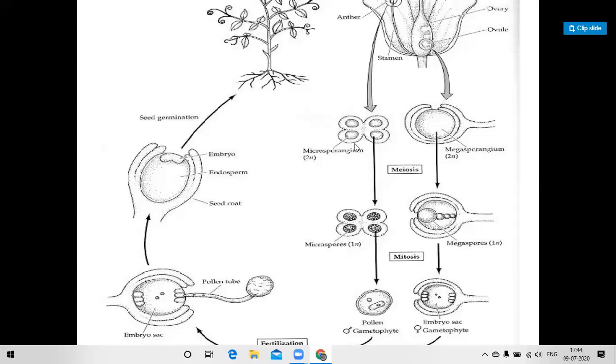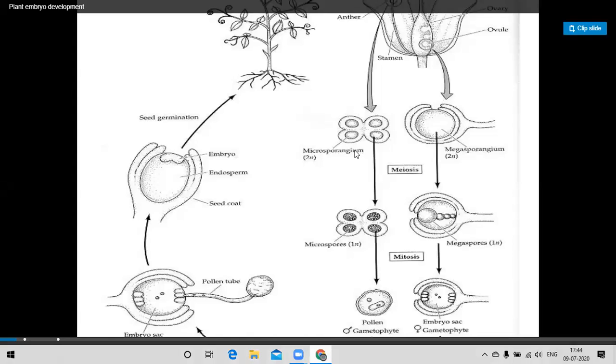So the next process is the development of the microspores. The microspores at an earlier stage will be developed from the microsporangium. Just like the megasporangium produces the megaspores, same thing here: the microsporangium produces the microspores. Or they may get fused.